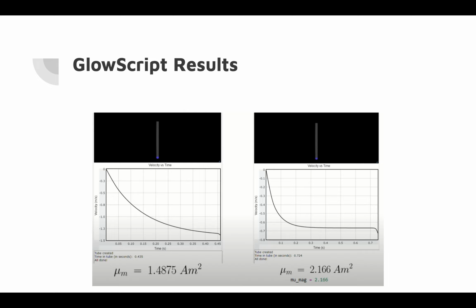And this slide shows the results. So on the right side, when the magnetic dipole is 2.166 amps squared, the time in the tube was 0.724, and on the left, when the magnetic dipole was 1.4875 amps squared, the time through the tube was 0.435.